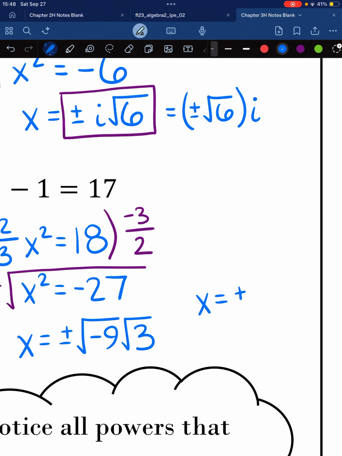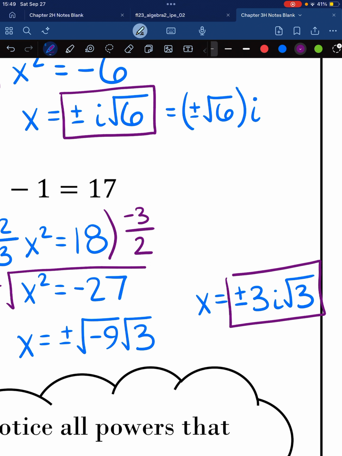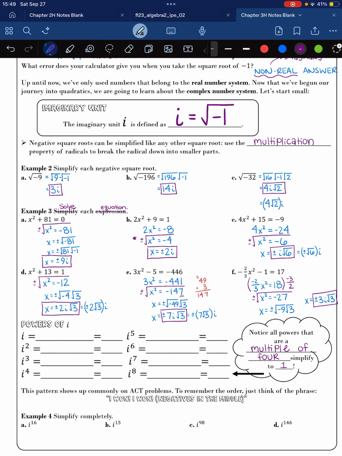Which means my solution's going to be, I'm just going to write 1 because I'm kind of out of room. So positive or negative 3i times the square root of 3. Alrighty. So hopefully you got all those. We're feeling good about simplifying with imaginary numbers now. That's exciting. We've expanded our number system.